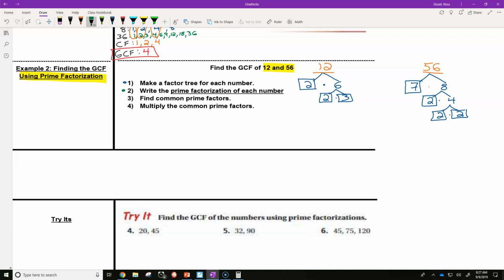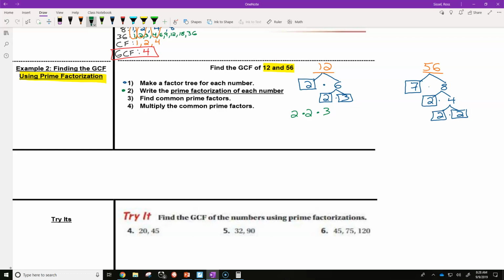Step 2, write the prime factorization of each number. Okay, so for 12, we just have to write down our prime numbers. 2 times 2 times 3. Okay, the numbers that I circled. So what's the prime factorization of 56? Make sure we understand that.